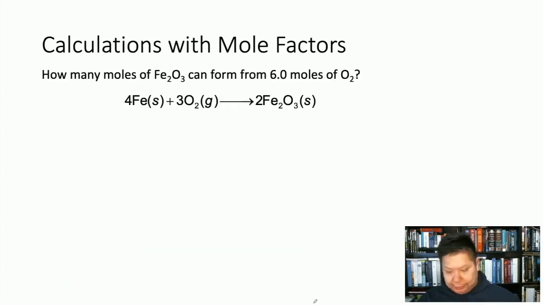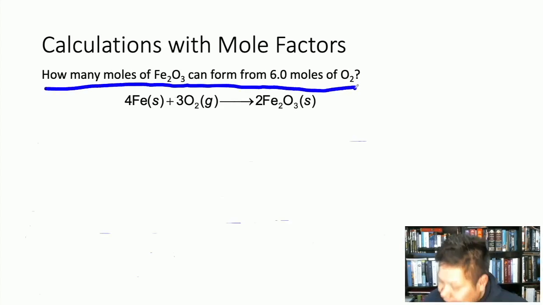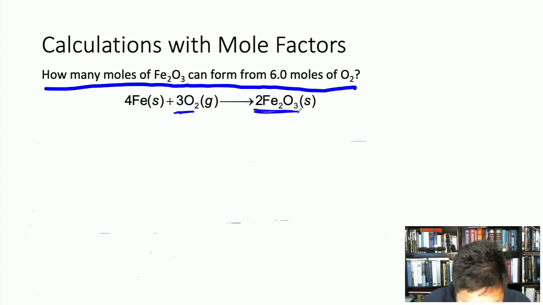So let's take this example a little further now. How many moles of iron oxide can form from 6.0 moles of oxygen? So, how many moles of oxygen are there for every 2 moles of iron oxide? There are 3 moles of oxygen for every 2 moles of iron oxide, right?